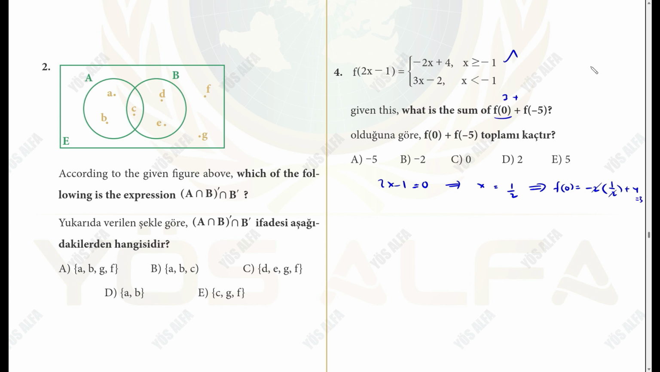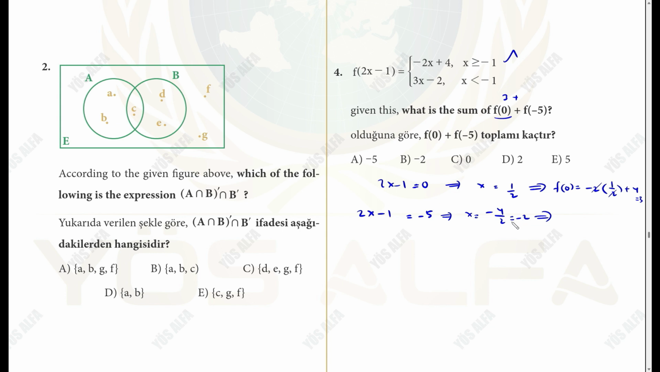So to calculate f of minus 5, since the input is minus 5, we'll substitute the input value into the input expression, 2x minus 1. From here, x is going to be minus 4 over 2, which is minus 2.